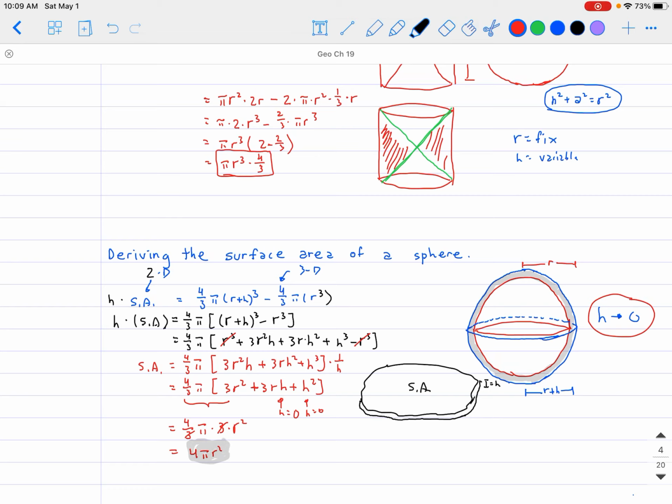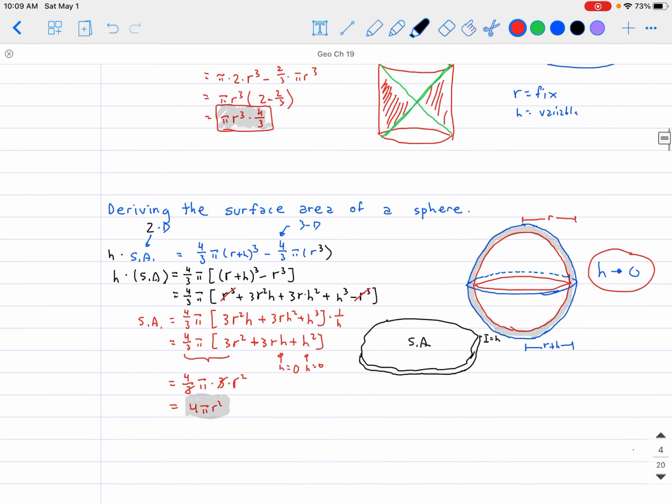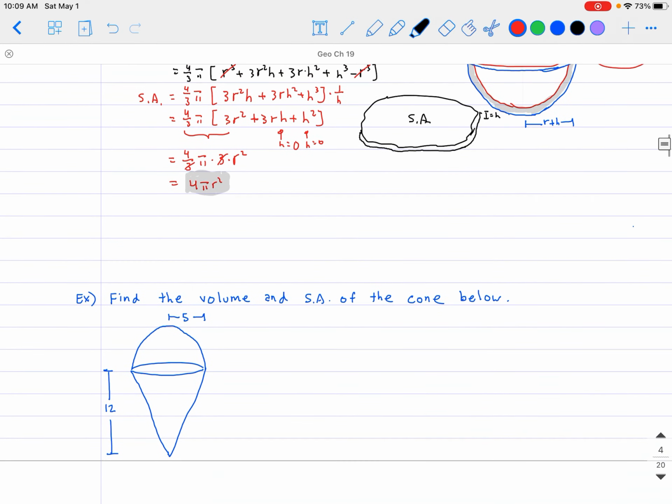Okay. All right. So there it is. That's the last derivation that we need. So we now have everything: the volume of a sphere and also the surface area of a sphere. So let's take a look at this final problem right here. Find the volume and the surface area of the cone that is below. Hopefully this is going to give us closure to all of this.